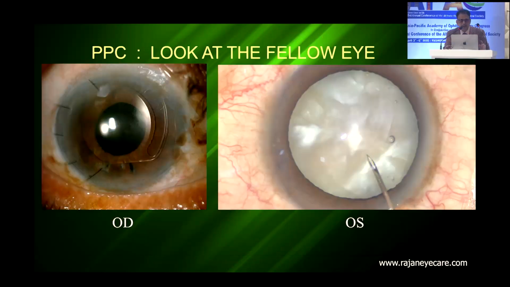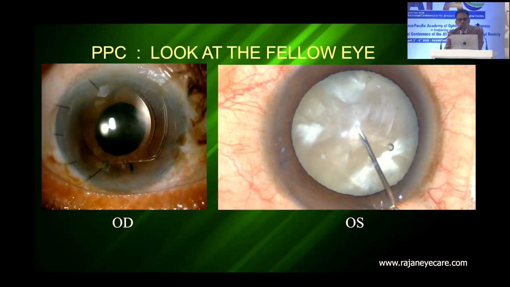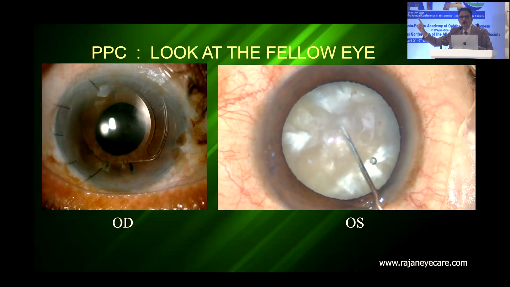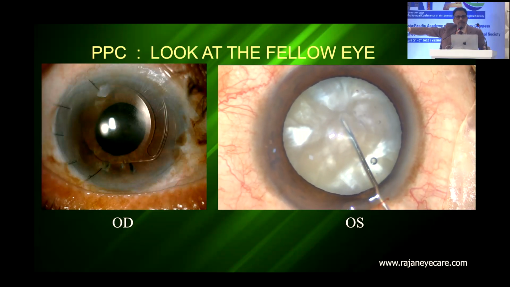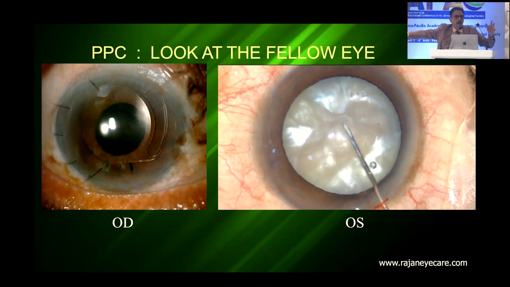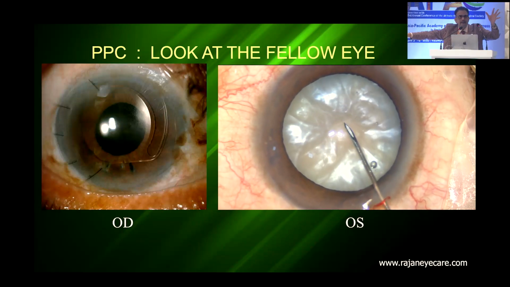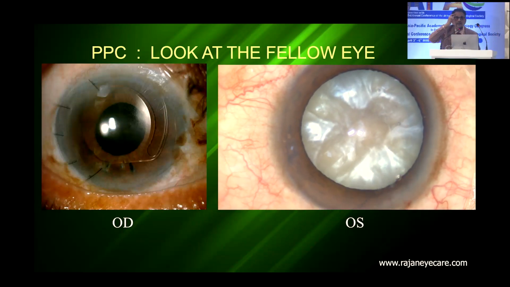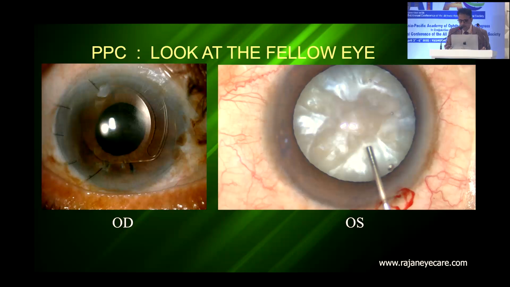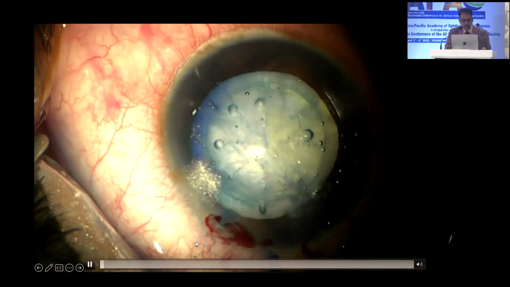Take that extra time. Always, in a posterior polar cataract, if you have a mature cataract, look at the fellow eye. If the fellow eye has got an AC IOL or a glued IOL or an IOL in the sulcus, I always keep a high index of suspicion for these patients that they have got a posterior polar cataract. This is a posterior polar cataract.